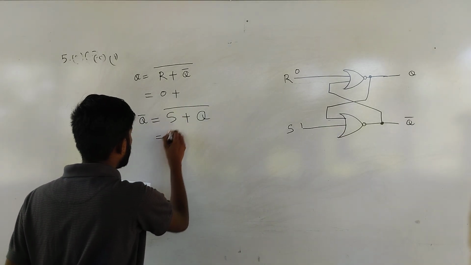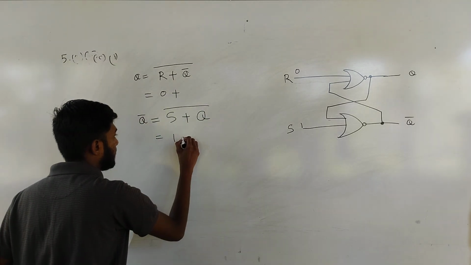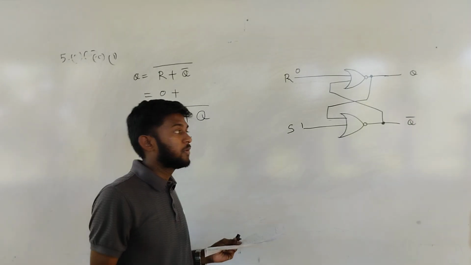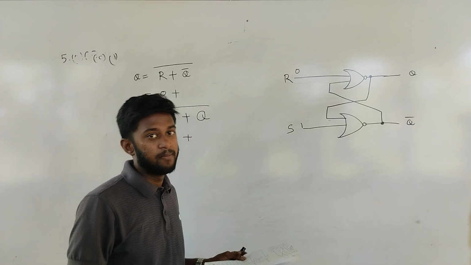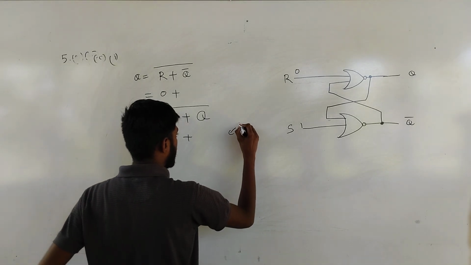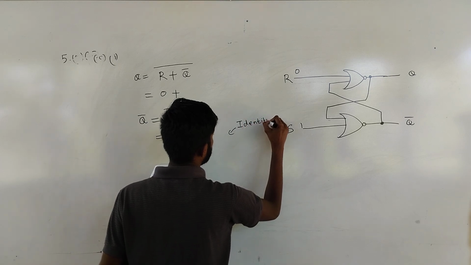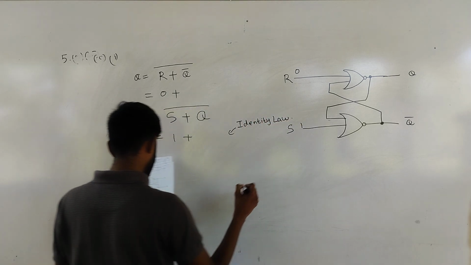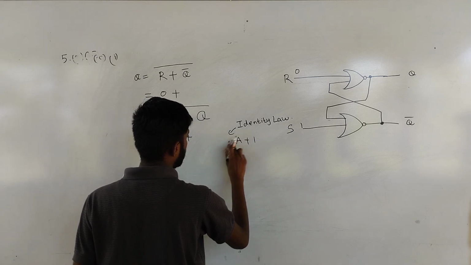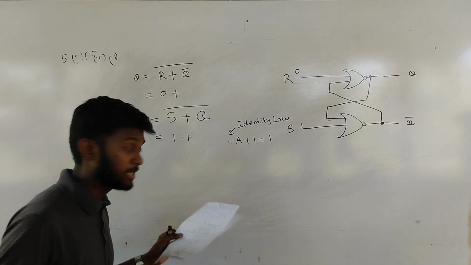Alright. Do you know what is S? S is 1, dear students. Very clear. Plus, again, do you know Q? Now you will be wondering, we don't know Q, no? Right, but you know what law? You know identity law. So dear students, according to identity law, you know A plus 1 is equal to what? 1. A plus 1 is equal to 1.